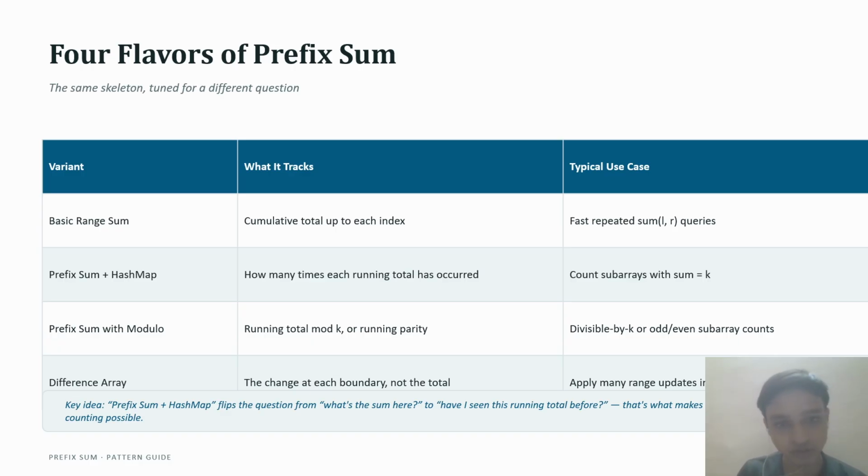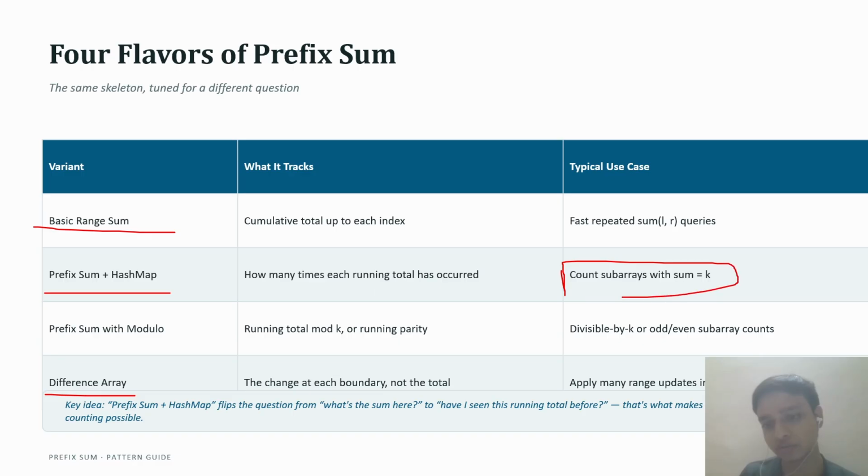These are the patterns of the questions. First is basics, range sum, prefix sum plus hash map, prefix unique modulo, difference array. By reading this slide, you will not understand what it means. You will understand when you do some questions. This is the question I am going to do with you, a very, very famous question: count subarrays with sum equal to k. We will do it.